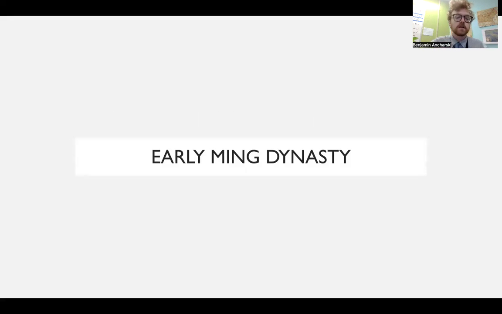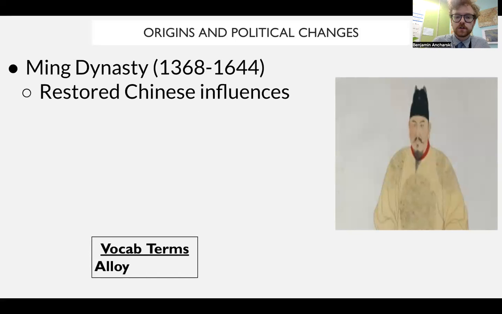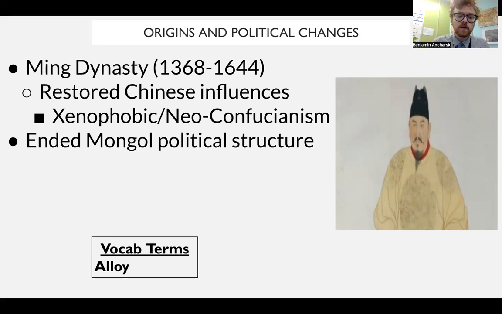All right, so let's look at the Ming Dynasty. Let's look at the early Ming Dynasty. Well, let's refresh ourselves on where the Ming come from. The Ming Dynasty is the dynasty that appears in China following the Yuan Dynasty. Remember, the Yuan Dynasty was the Mongol dynasty in China.